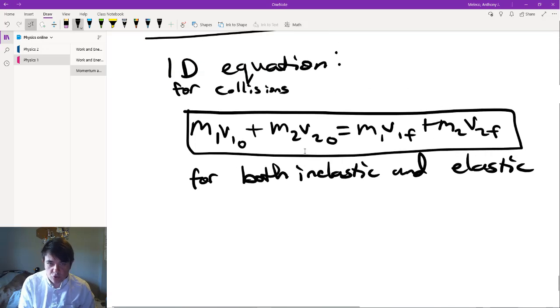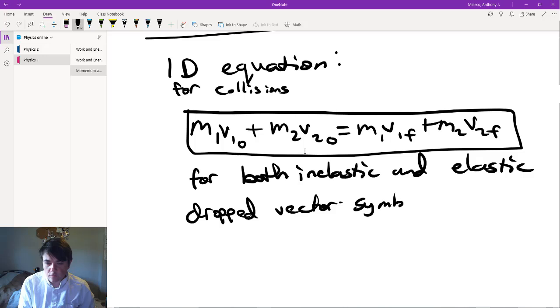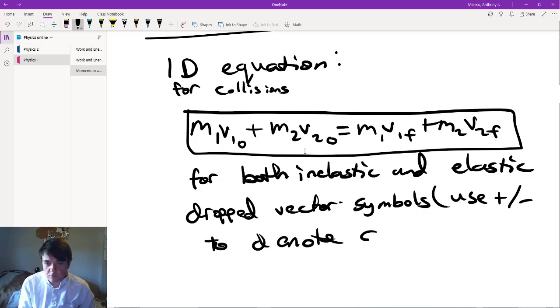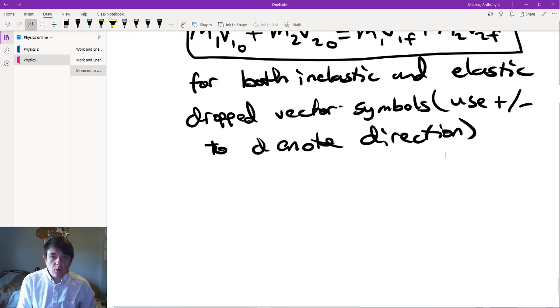This also has dropped vector symbols, because you use plus minus to denote direction for 1D. You can only move in one direction, either to the right or to the left, so you really only need plus minus for that.